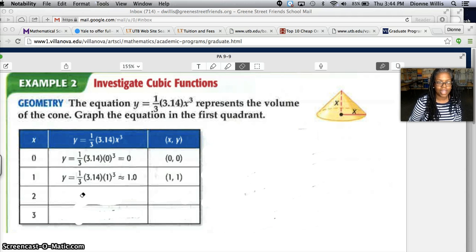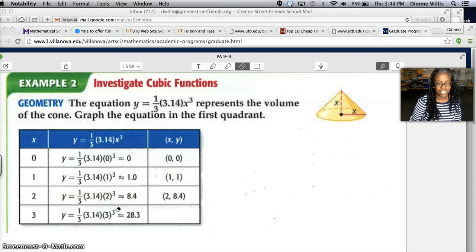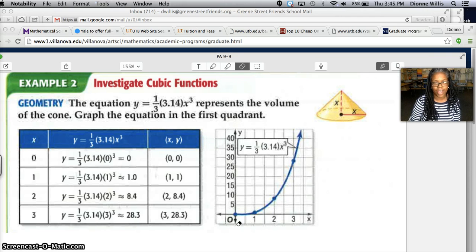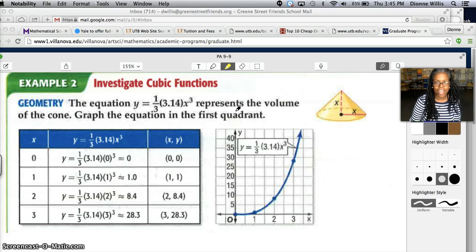When I plug in 2, I get 2 to the third power, which is 8. Multiplying 8 times 3.14 divided by 3 is going to give me something close to 8, actually 8.4. And finally, when I take a 3 and I plug it in there, I'm going to get 27. Multiply that 27 by 3.14 divided by 3, I get 28.3. So I get these ordered pairs. When I plot those points the way I'm used to, I get this graph.